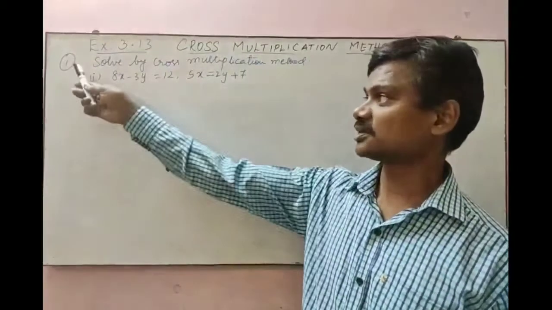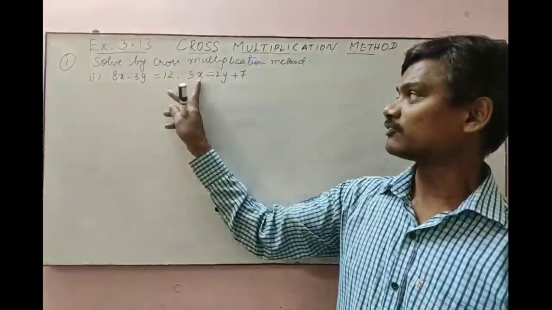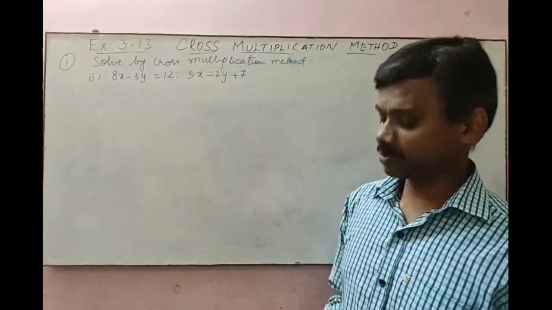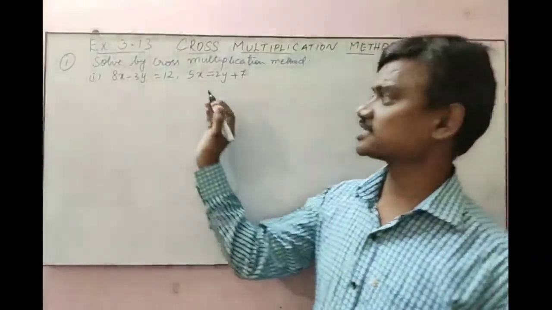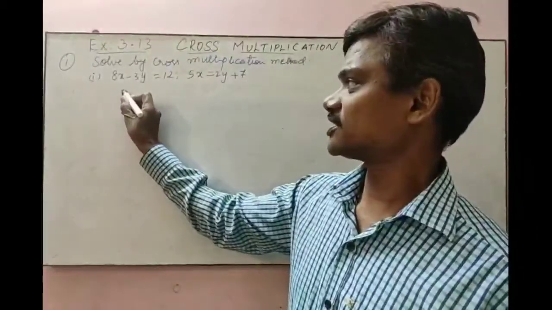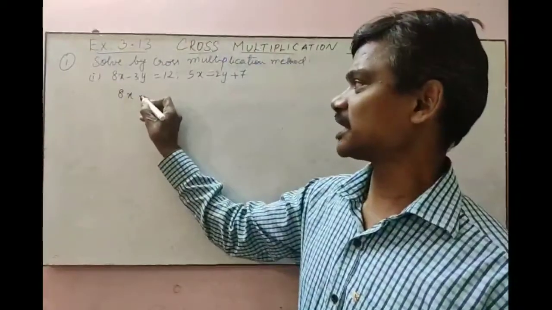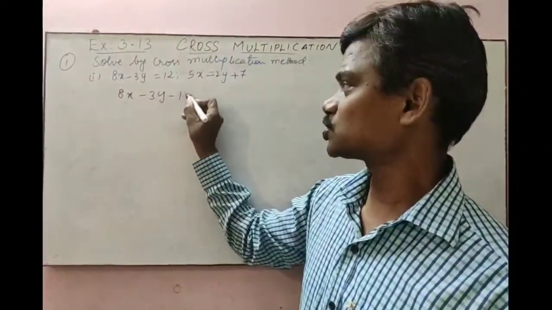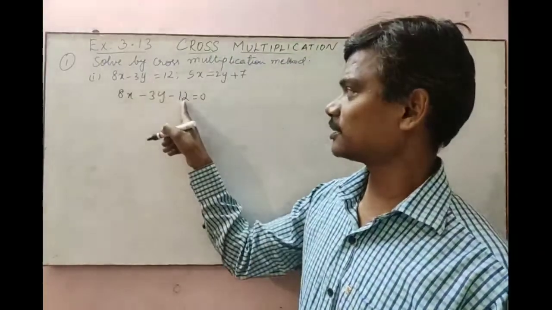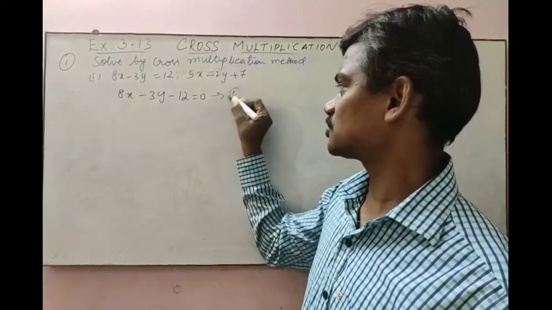Next, in the exercise 3.13, we are going to use the cross multiplication method to solve the linear equations. In this, the first subdivision is 8x minus 3y equal to 12 and 5x is equal to 2y plus 7. So in this cross multiplication method, first we have to arrange the equations and bring all the terms to one side. That is the first step. So I am going to write this equation as 8x minus 3y minus 12 equal to 0. So the plus 12 comes to this side and becomes minus 12. So this is the first equation. Name this as equation 1.